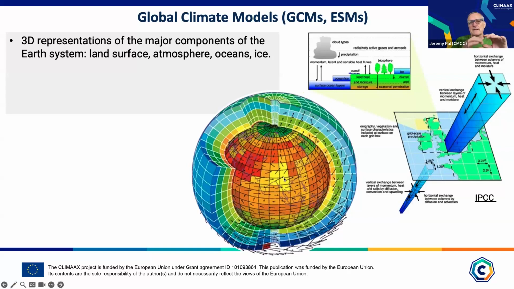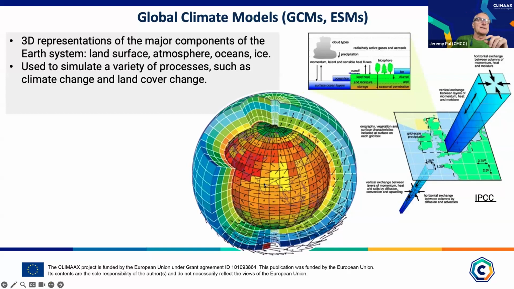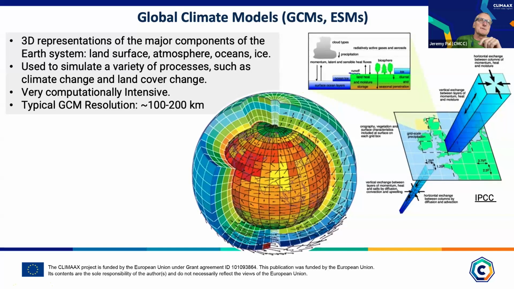And in each of these little boxes, the key processes are represented numerically. And we use them to simulate a variety of processes. Some of them are related to climate change and land cover change, but also many other different things one can use them for. They're very computationally intensive. They typically run on very fast supercomputers, and they can even take months of simulation time on these supercomputers.